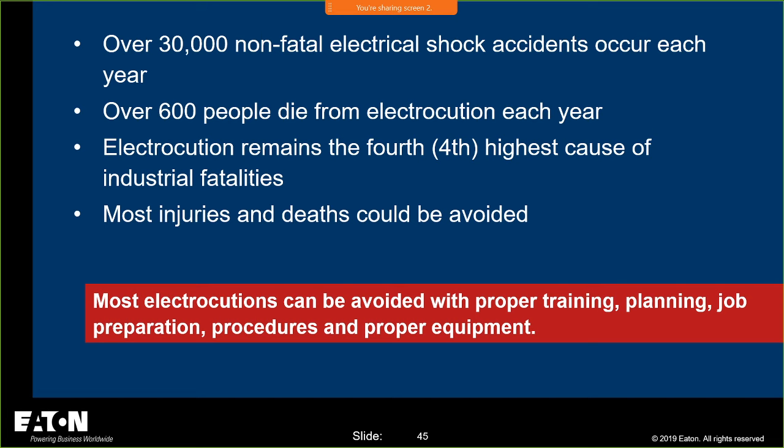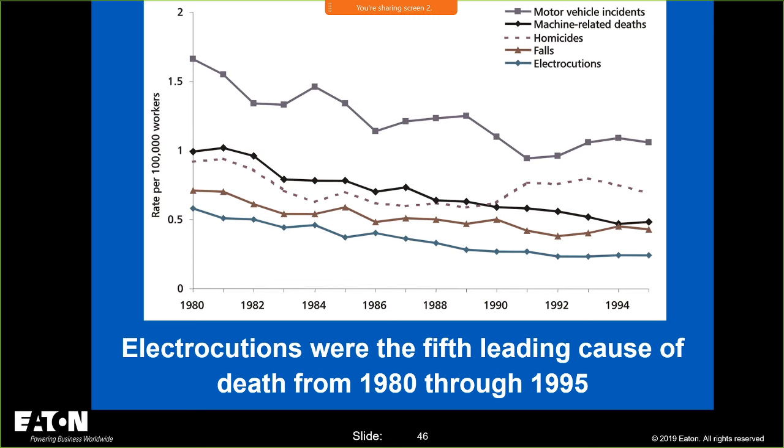Now, this is an older curve, but I find this one fascinating personally. If you look at the causes of death on the job, electrocution is the fifth leading cause from 1980 to 1995. I know it's dated, and I could probably update this, but it's phenomenal to me that homicides on the job site are one of those. Machine-related deaths, yep. Motor vehicles, get it. Falls, absolutely. Homicides is above falls. But electrocution is that fifth one. And what I love about this curve is it's showing you a downward trend.